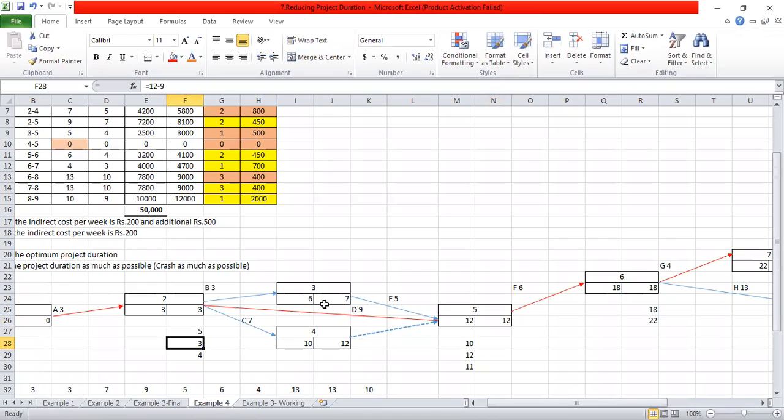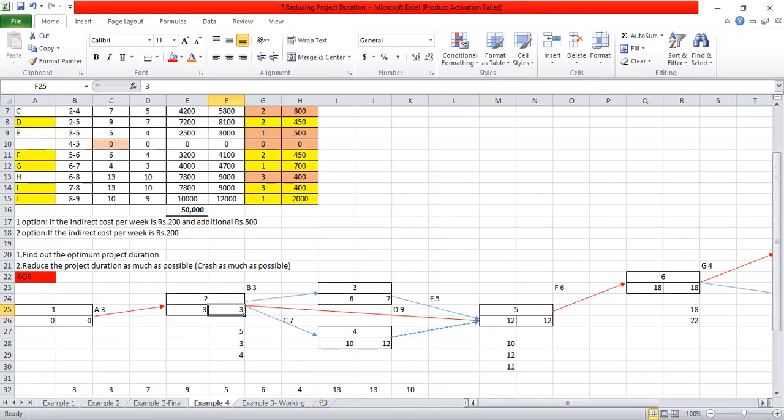Right. So from here, 7 minus 3 means 4. So there are 3 values, you have to take the minimum. So the value is 3. From that 3, you are deducting 3 again. That means the value is 0. Right. So we have now completed our calculation in the project network as well.